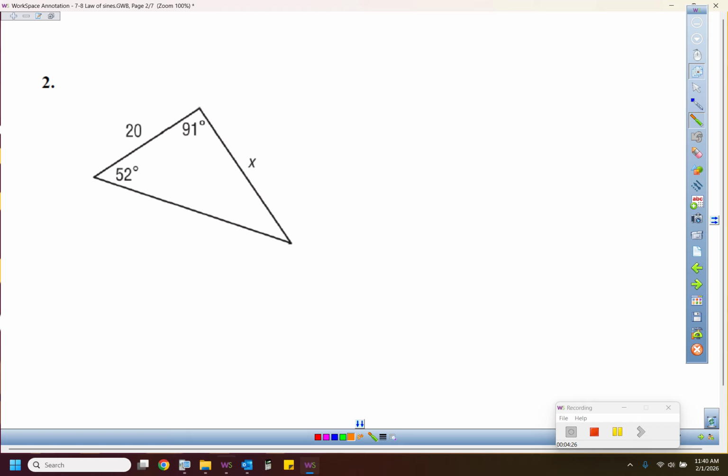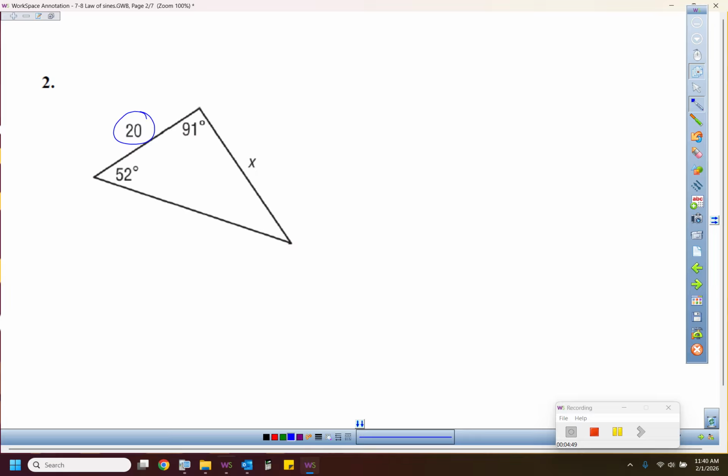First thing I want to know is, is this guy special? Is he like 30, 60, 90, or 45, 45, 90? Nope, I don't have those angle measures. Then I want to know if I can do SOHCAHTOA. I have to have a right triangle for that. I don't. That's 91 degrees, right? So it's down to the law of sines or the law of cosines. All we know so far is the law of sines, and that's based on how many sides they gave you. One side, right? The other one, I know there's an x there, but we don't know him, right?